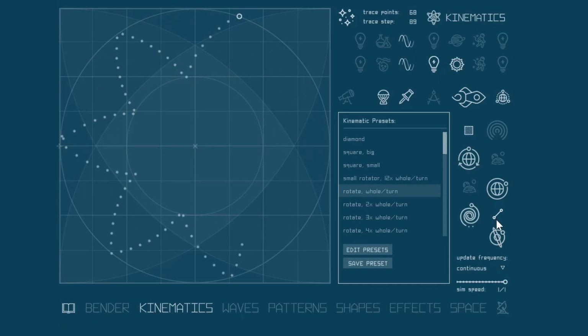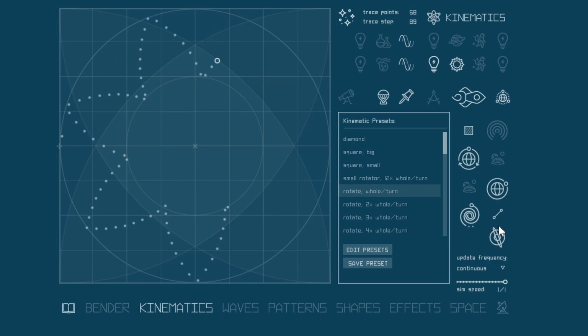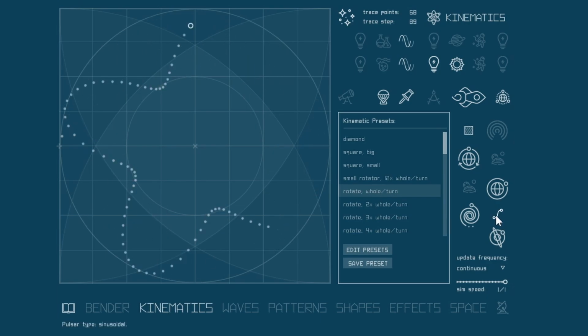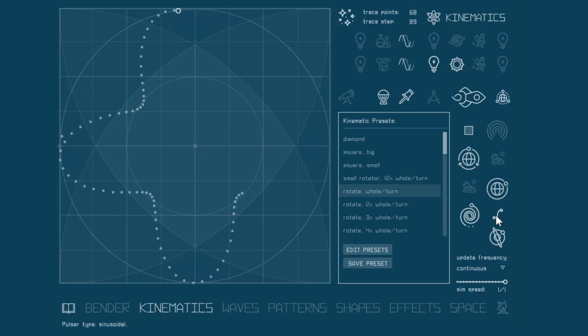And shape switch. You can choose between linear and sinusoidal motion. Think triangle versus sine, as in LFO shape.